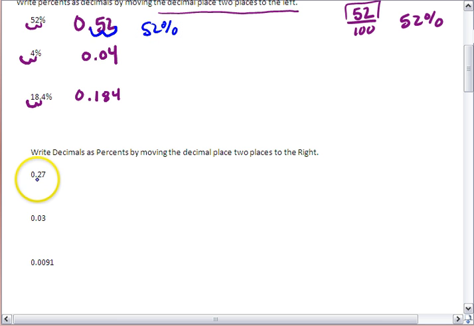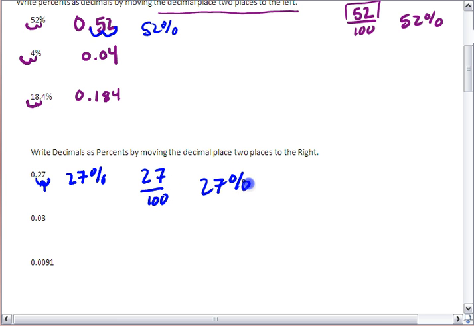So for each of these decimals, I'm going to move the decimal place 2 places to the right. So 1, 2, and I get 27%. Another way to look at this is in the hundredths place, the 7. So it's like 27 over 100. Well, remember, percent is per 100, so it's 27%. Here's another one, 2 places to the right, or 3 hundredths. That would be 3%.